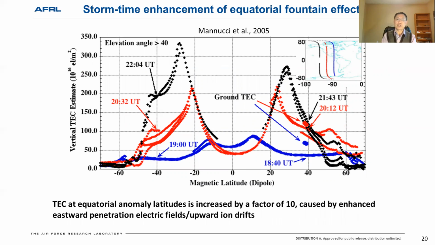This slide shows the change of the ionospheric topside TEC measured by a low Earth orbit satellite during a magnetic storm. The blue curve represents the TEC before the storm onset, and the red and blue dots represent the TEC during the main phase of the magnetic storm. The TEC over the magnetic equator is reduced, but the TEC at the equatorial anomaly latitudes is increased by about 900%. This dramatic change of the TEC at low latitude is caused by the equatorial superfountain effect that is driven by very large eastward penetration electric fields.